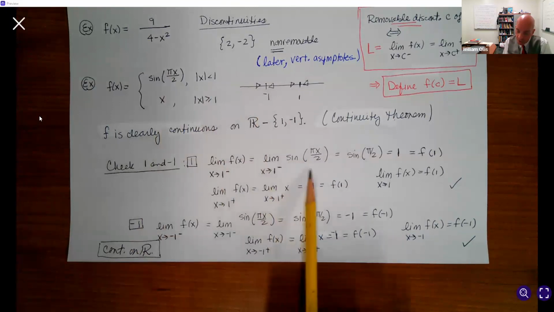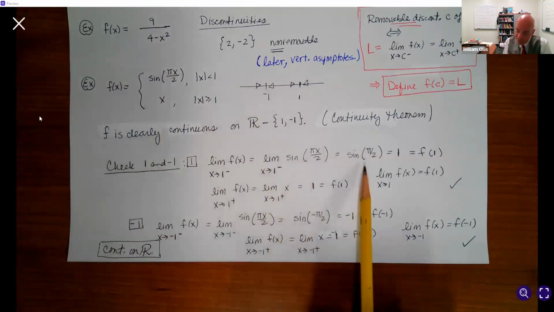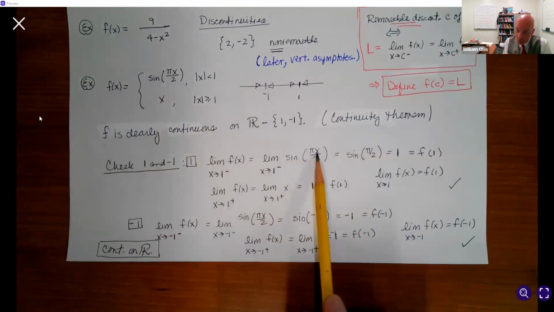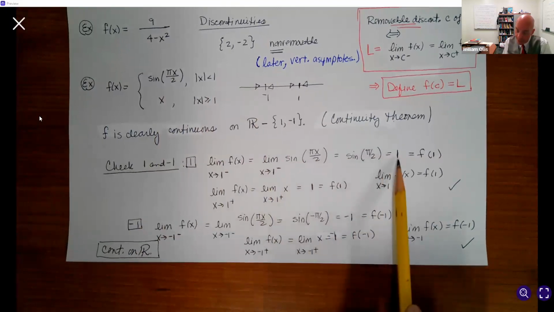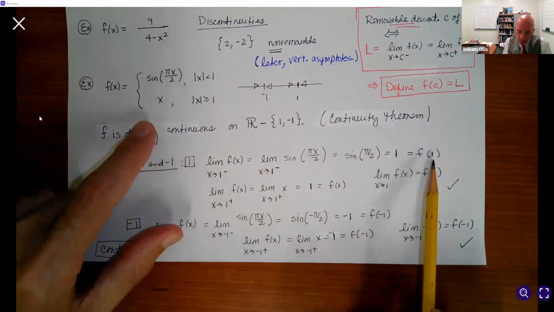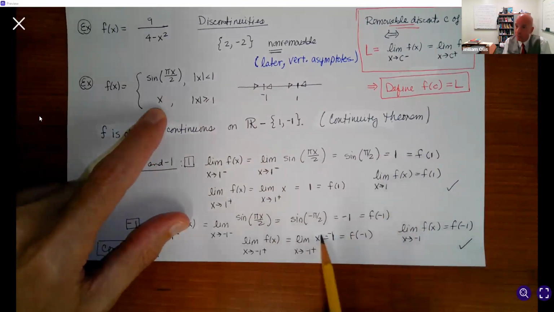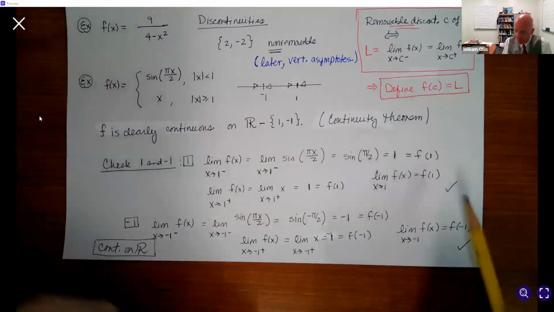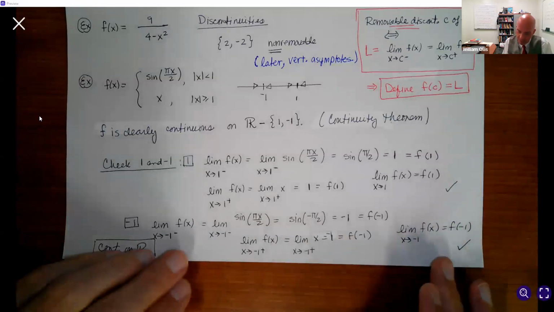So you just do your limit by direct substitution. You just replace x with 1, you get sine of pi over 2, that's 1, that's f of 1. Oh, look, that's f of 1, because f of 1 is 1. Okay, well, good. I put a check, but don't let the cat out of the bag yet.